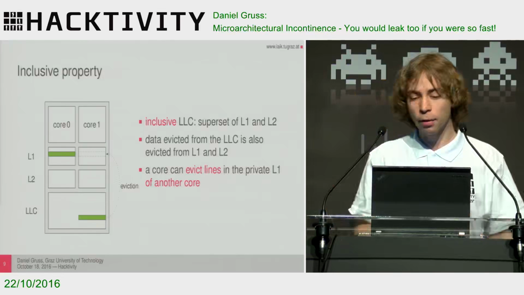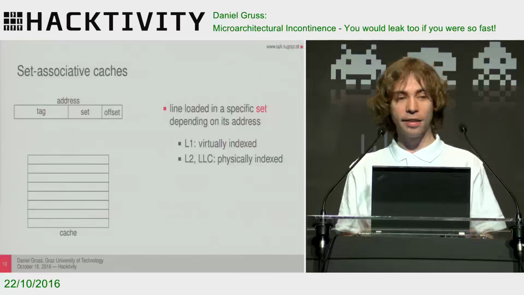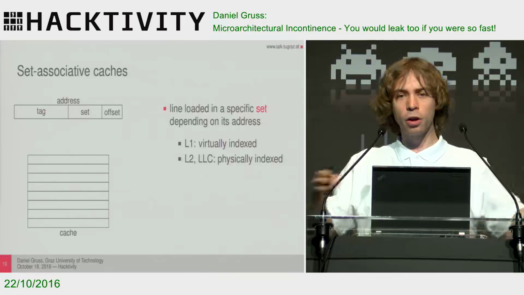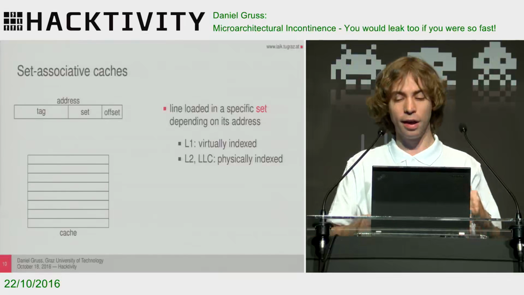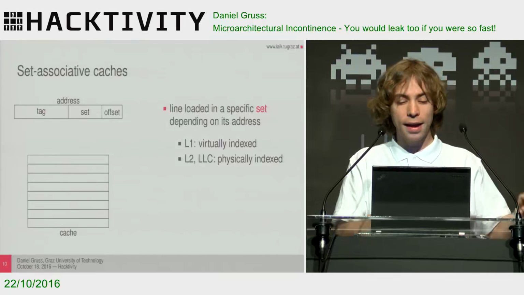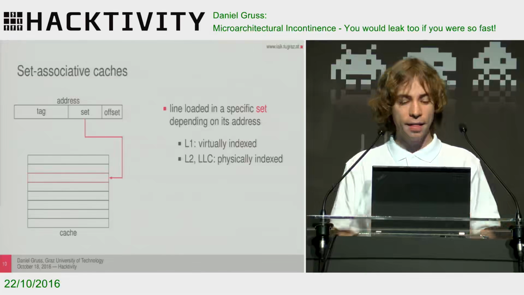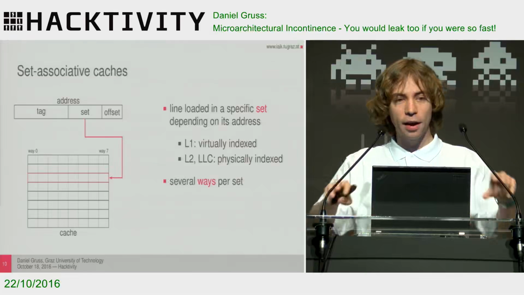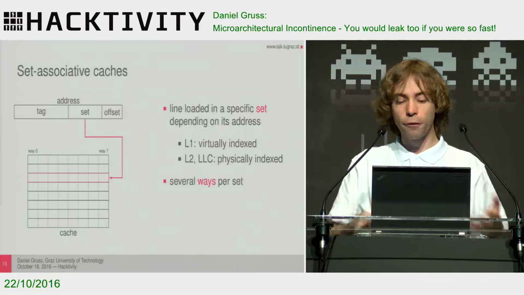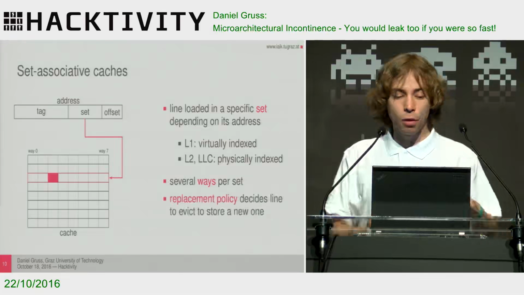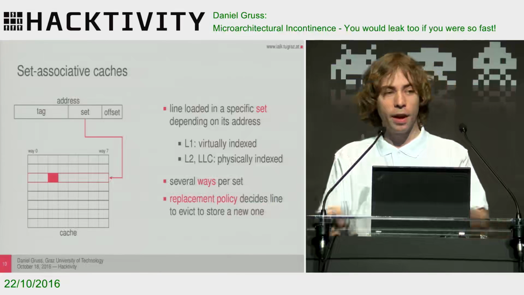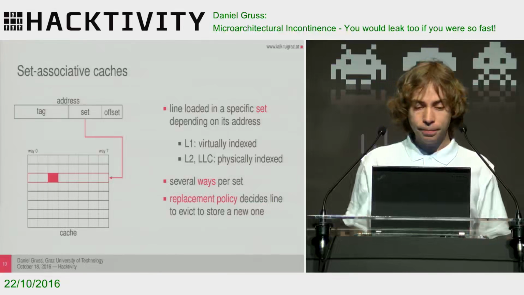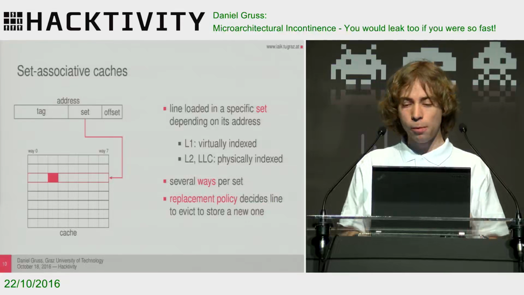The next property that we are going to exploit is that caches are set associative. If you work on a lot of congruent addresses, then they would all map to the same cache line, right? So nowadays we don't have lines anymore, but sets, and they have multiple ways that are equivalent, and we can just use one of those ways. And a replacement policy decides which of the ways is evicted and where the new one is stored. And this is all we need to perform our first attack.